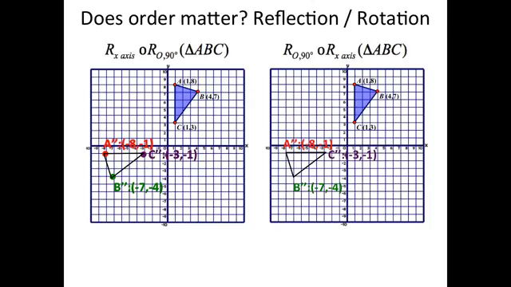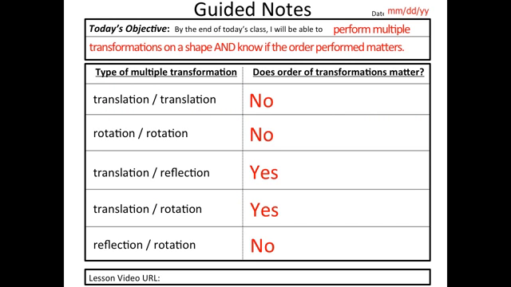So the question is, does order matter if I'm going to be doing reflections and rotations? And the answer is no, it does not matter. The only time order matters is if I'm going to be moving something, sliding it through a translation, and then reflecting it or rotating it. It matters then that it would be a different order if I rotate or reflect it first and then move it.